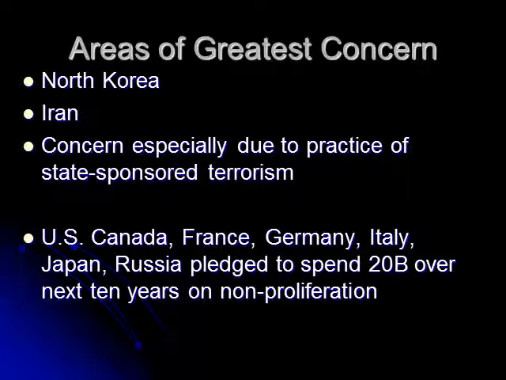The areas of greatest concern are North Korea and Iran, and this concern is especially due to the practice of state-sponsored terrorism. Both North Korea and Iran like to sponsor terrorism, so the idea of them getting a hold of nukes really freaks us out. The U.S., Canada, France, Germany, Italy, Japan, and Russia have all pledged to spend $20 billion over the next 10 years on non-proliferation. Sounds like a lot of money, but really in the scheme of things, it's not that much when you consider how large, say, the U.S. economy is.